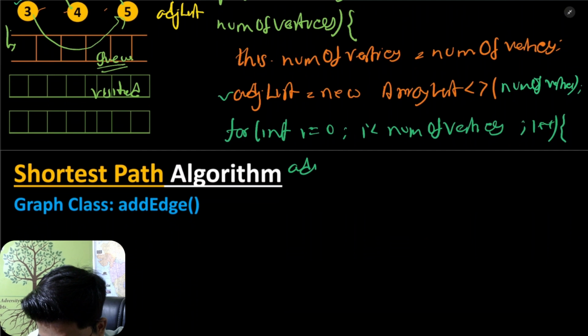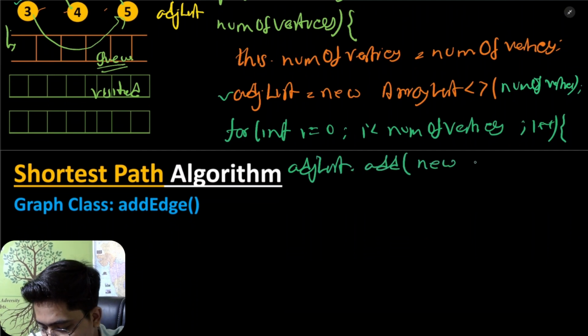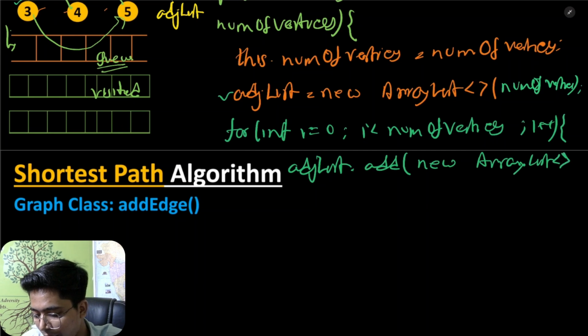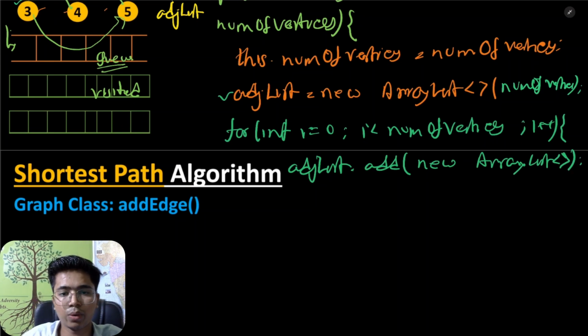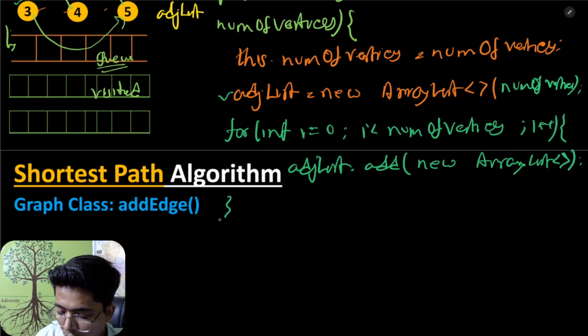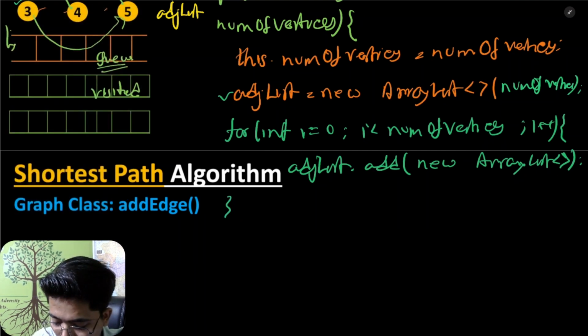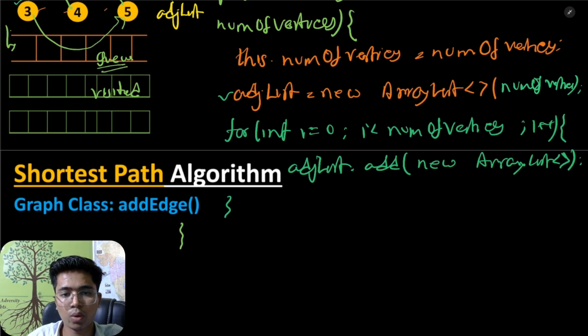Here we'll be adding one more new ArrayList, and this ArrayList will be containing integers. We don't need to declare it again, we have already declared it. If we just pass the generic type, it will be okay. Adjacency list dot add new ArrayList. So by now we have initialized all the things that we require. So we'll be closing this for loop, and then we'll be closing the constructor also.